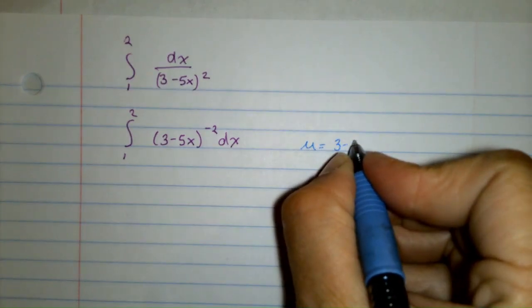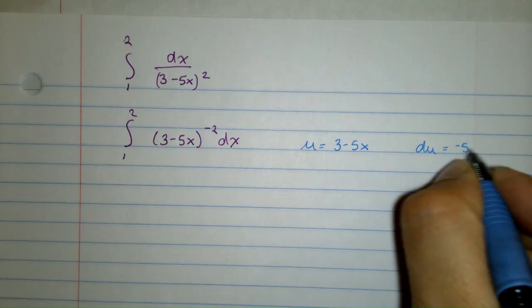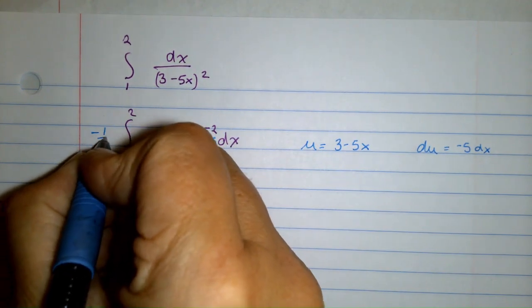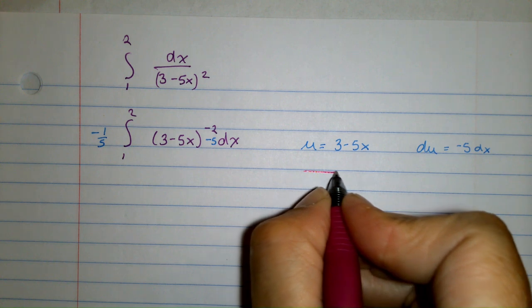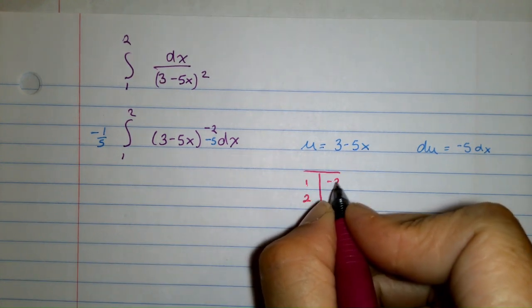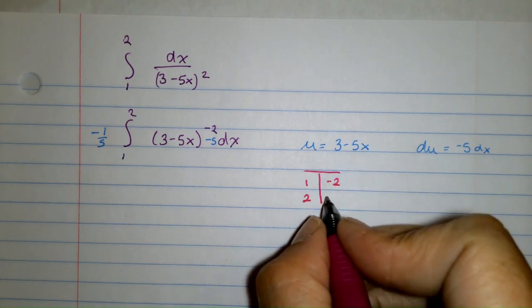u is 3 minus 5x, so du is going to be negative 5 dx. So multiply by negative 5, so multiply by negative 1/5. Make a little chart. 1 and 2: if I substitute 1, I get negative 2. If I substitute 2, 3 minus 10 is negative 7.